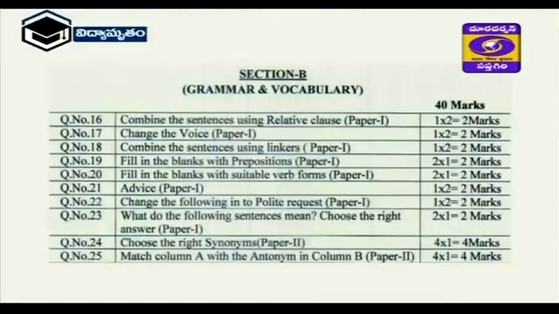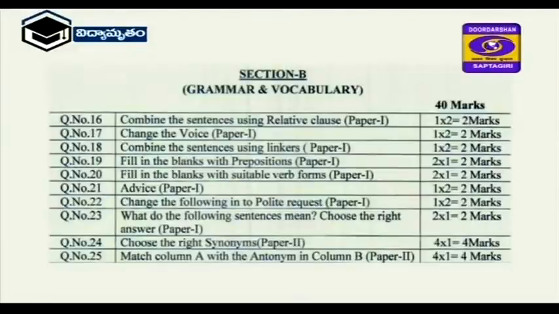And question number 21, as usual, it is advice. You have to attempt this question and you can score 2 marks. Question number 22, change the following into polite request. It is going to be the easiest part for you to attempt these questions, and you can score 2 marks, 2 marks, 2 marks, likewise you can score in a better way. Question number 23, what do the following sentences mean? That means it comes from the language functions. Choose the right answer. Even for this you are given 2 into 1, 2 marks. You will be given 2 expressions and you have to find out what they mean, and then you can score 2 marks.